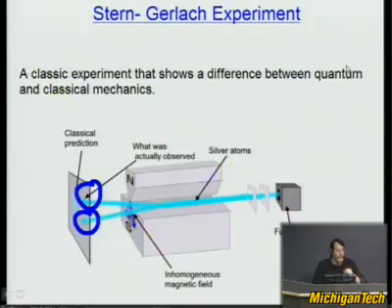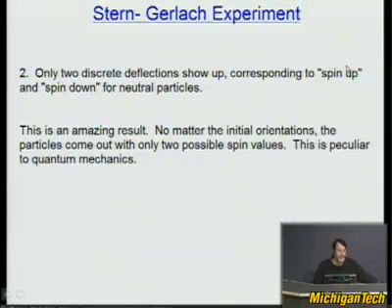And things like this can be used in entanglement experiments with Alice and Bob. But I just wanted to focus on this effect just now, that this is very strange, that you should have seen a continuum, but you only see two. No matter the initial orientations of the particles that go in, you only come out with two. This is peculiar to quantum mechanics.